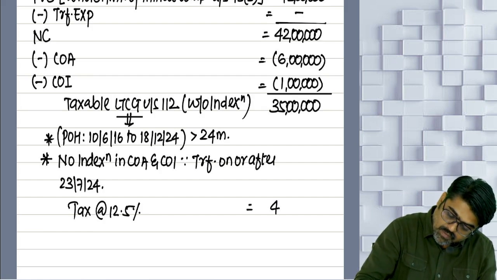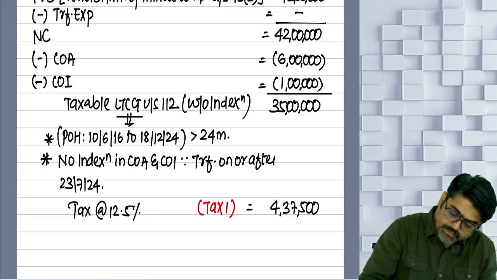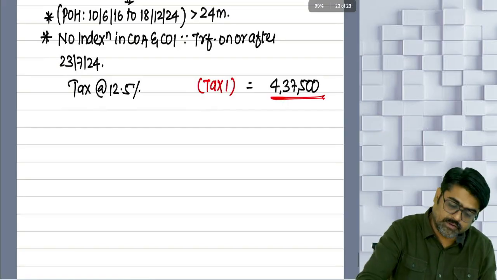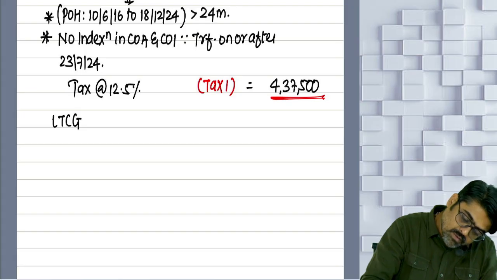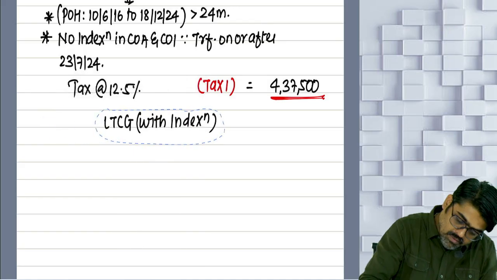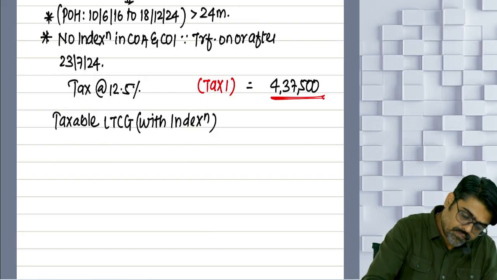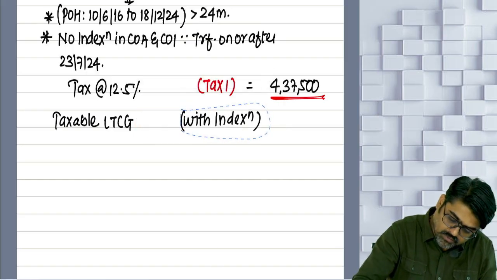Calculate. 4 lakh 37,000. Will you call this tax 1? This is your tax 1. Okay. Now you are going to calculate the LTCG with indexation, taxable LTCG under section 112.